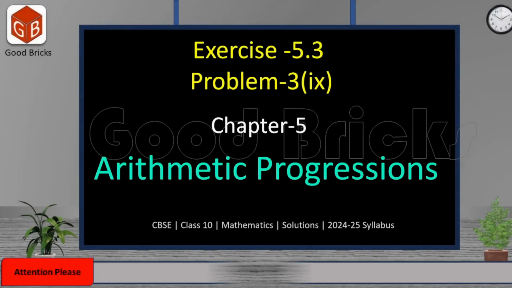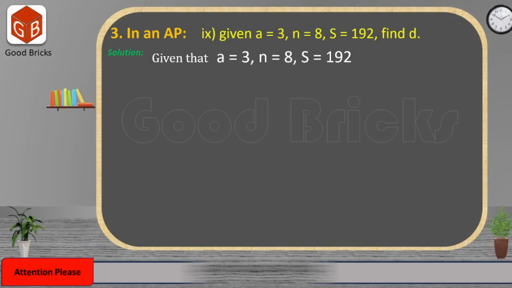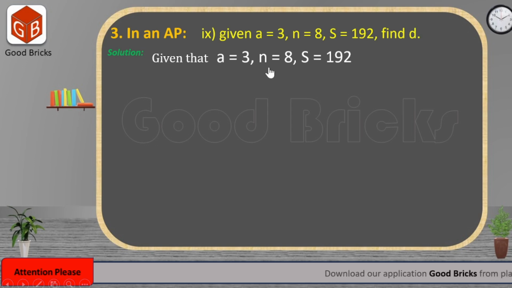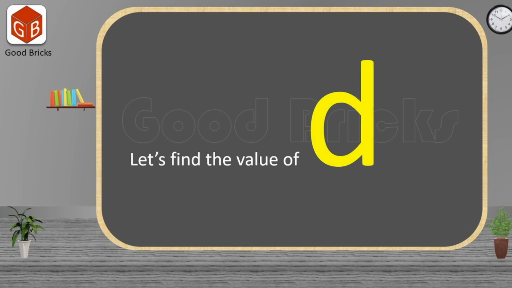Let us now solve ninth bit of problem 3. In this they have given first term a is equal to 3, n number of terms 8 and sum of the n terms 192. This is what they have given. And the question is we need to find the value of d.